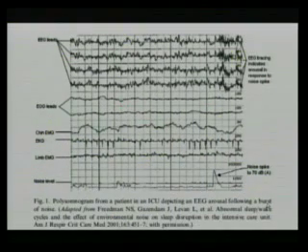This is a snippet from a polysomnogram recording, and what you can see here, this is a noise level measured by a device that can track the number of decibels in the environment. Here's a noise spike right here, up to 70 decibels, and immediately following that, you can see the EEG frequency change consistent with an arousal.